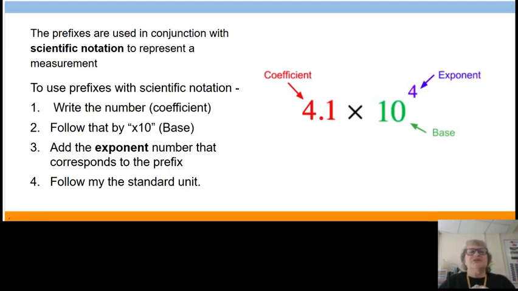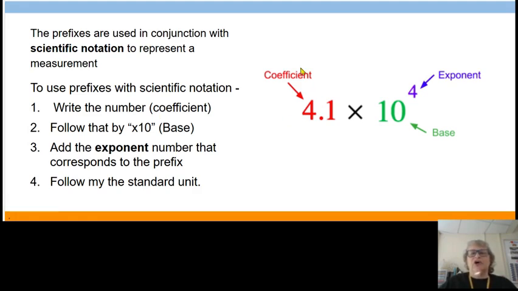The prefixes are used in conjunction with scientific notation. If you don't know scientific notation, basically you have a number times 10 to an exponent. When you put 4.1 times 10 to the fourth into your calculator, it should give you 41,000. It's just a shorter way of writing really big numbers.